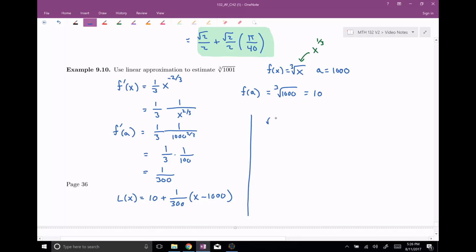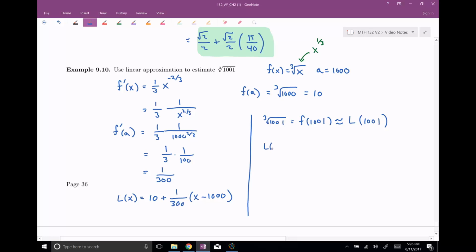So remember the cube root of 1001, well, that's going to be the function's value, right? The function is the cube root at 1001, and the claim is the function's value at 1001 is approximated fairly well by the linearization at 1001. Again, because 1000 and 1001 are close to each other, right? x is close to a.